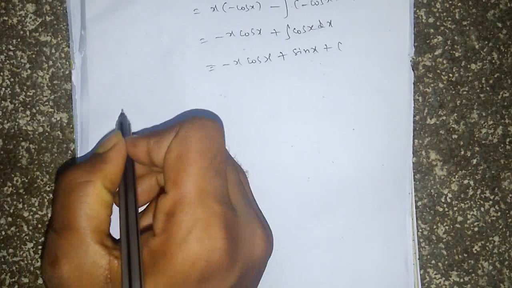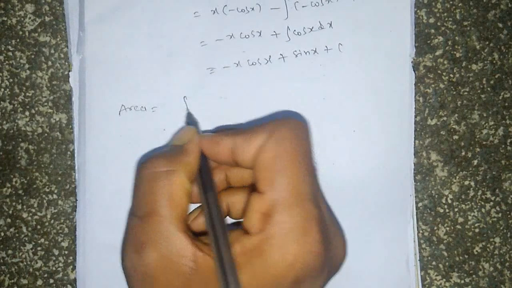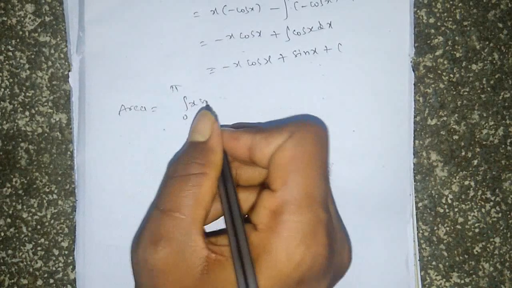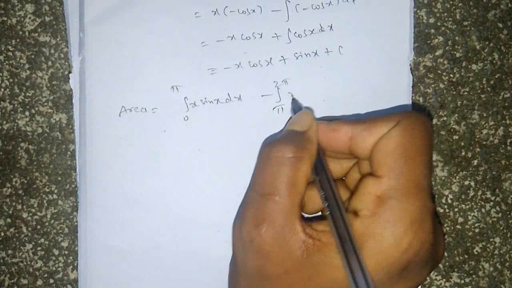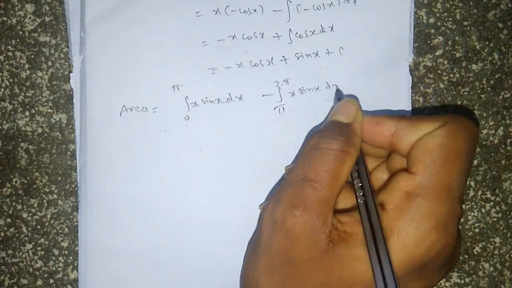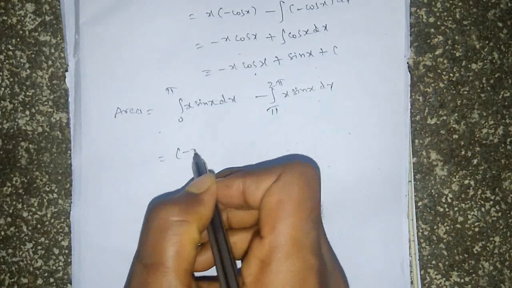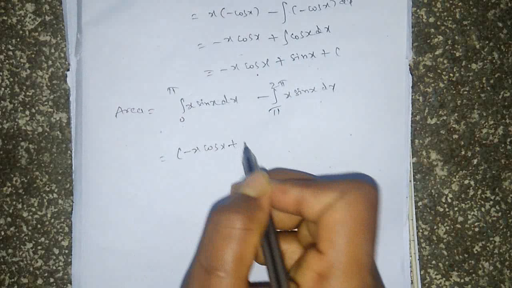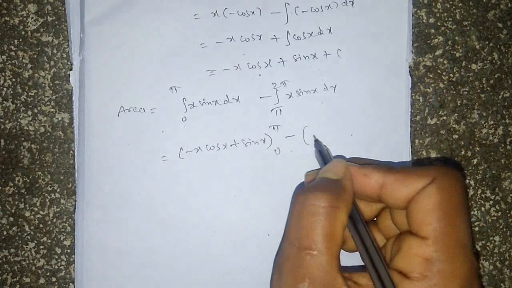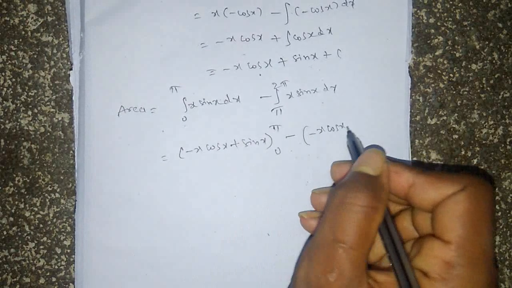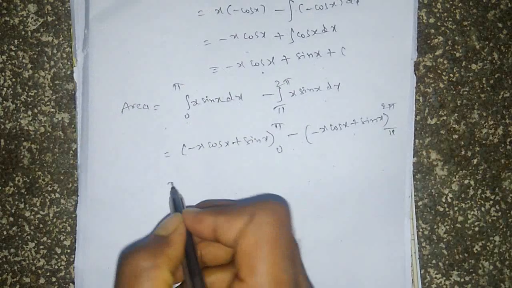Now our area is integral 0 to π x sin x dx minus π to 2π x sin x dx. Now our integral of x sin x is minus x cos x plus sin x between the limits 0 to π, minus minus x cos x plus sin x between the limits π to 2π.